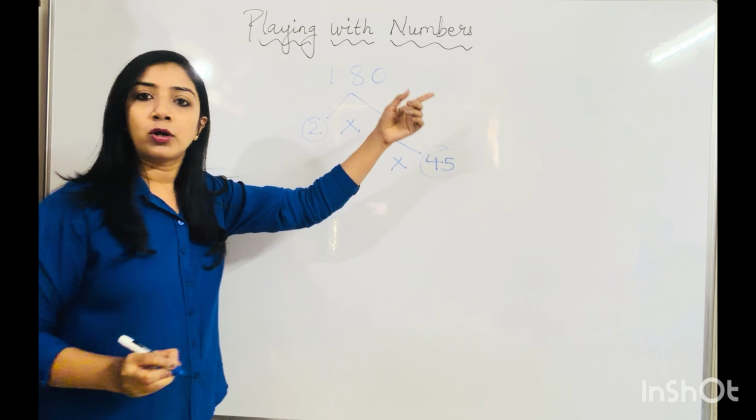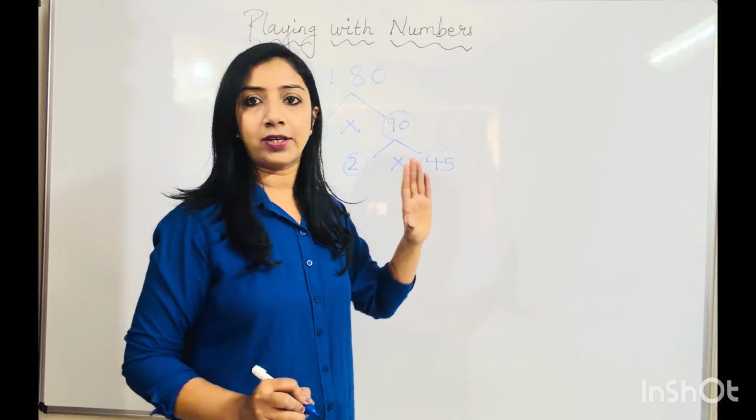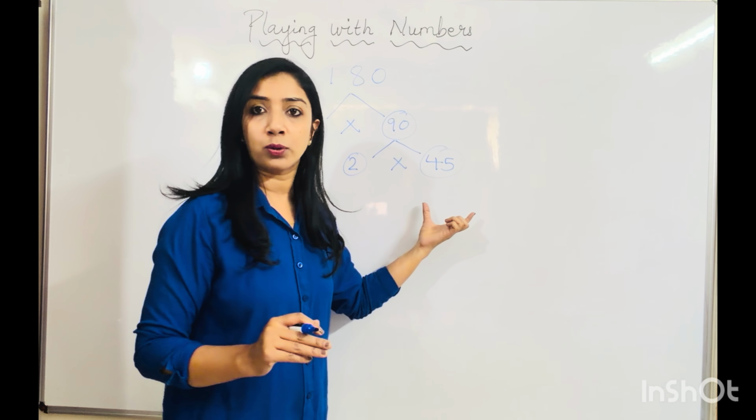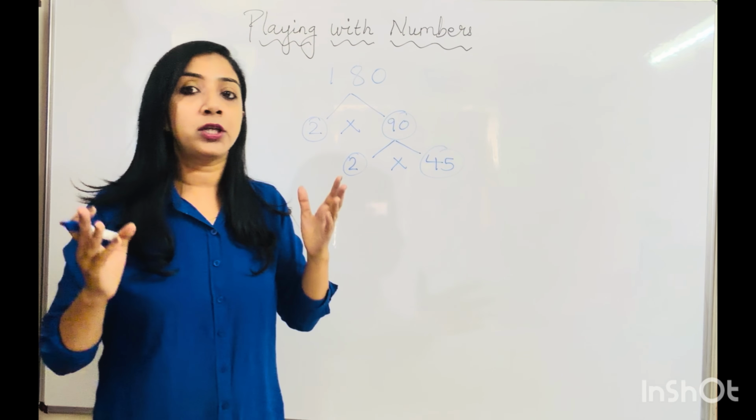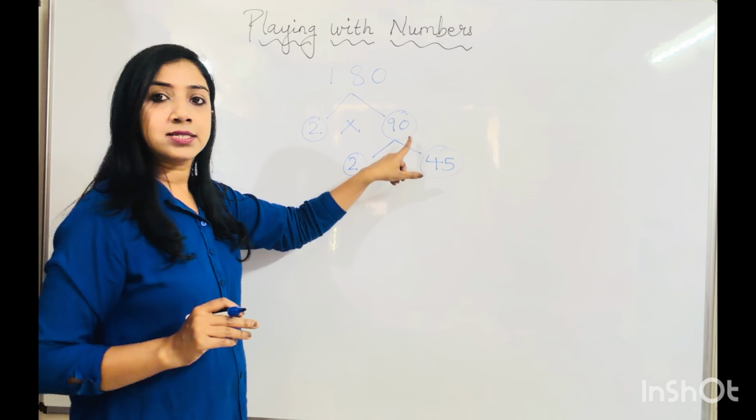Children, for this, if you want to draw a working column, you can draw it and see what you get when 90 is divided by 2. That also you can do. If you are able to do it verbally, in your mind only, that is very good. So 2 multiplied by 45 is 90.